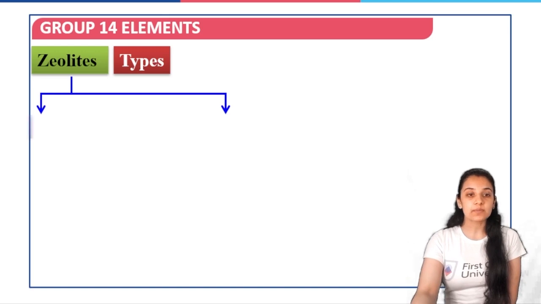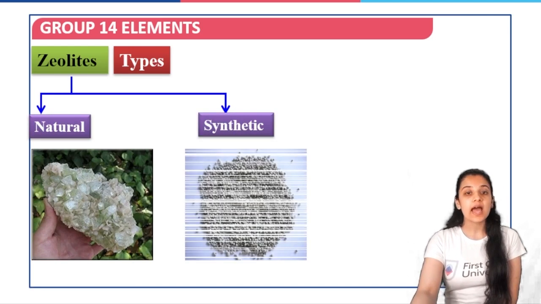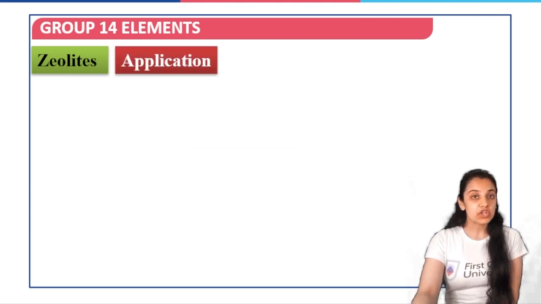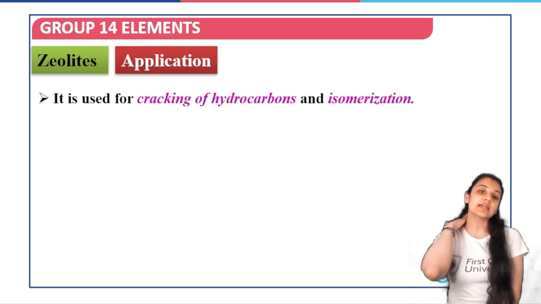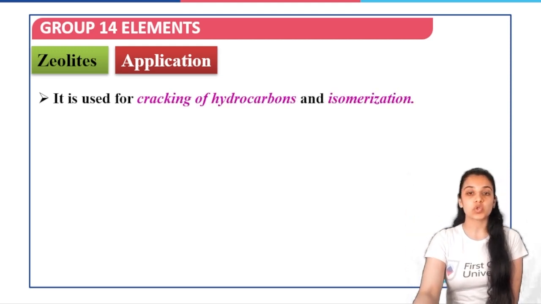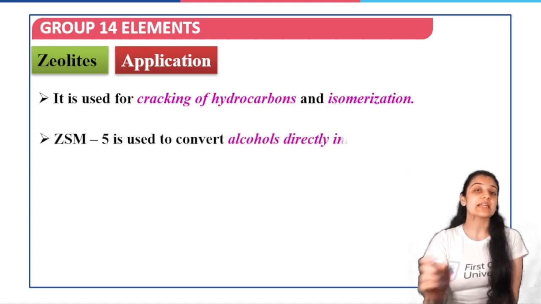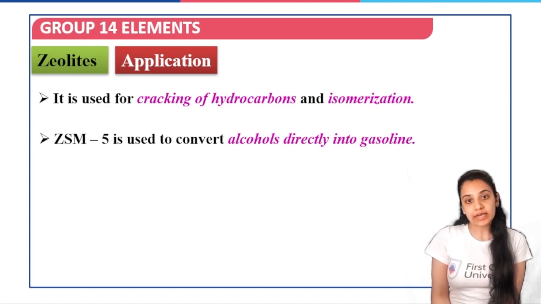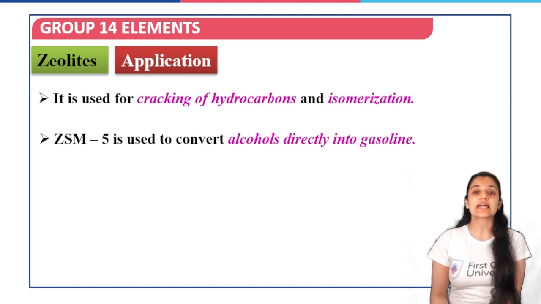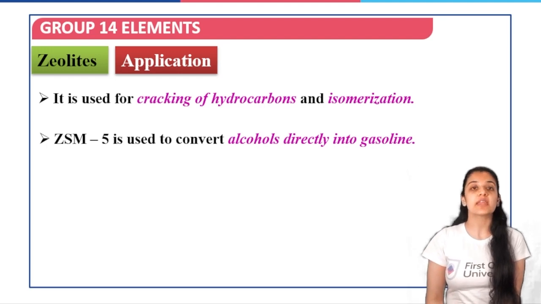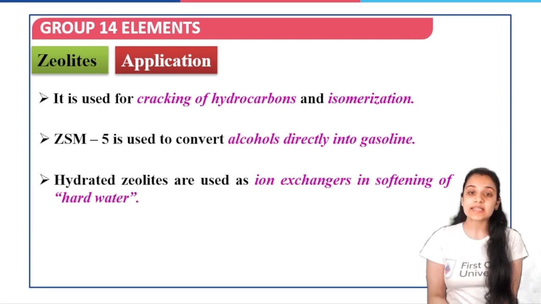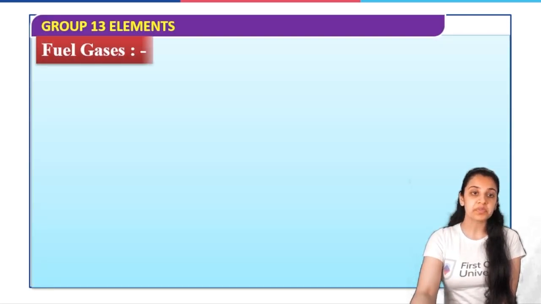Now, what are the various types of zeolites? We have natural zeolites and we have synthetic zeolites, as you can see in this picture. Now, what are the applications? A very important part is the applications of zeolite. It is used for the cracking of hydrocarbons and also for isomerization. ZSM5, the most important zeolite, is used to convert alcohols directly into gasoline. This is a very, very important application. Then hydrated zeolites are used as ion exchangers in softening of hard water.